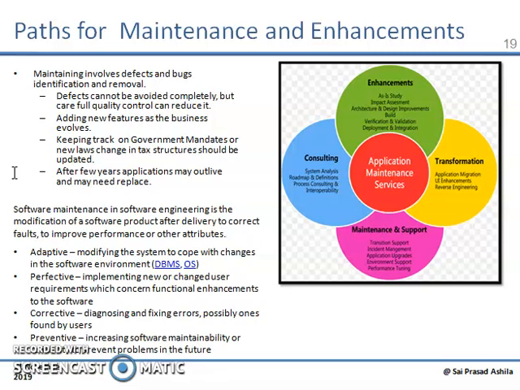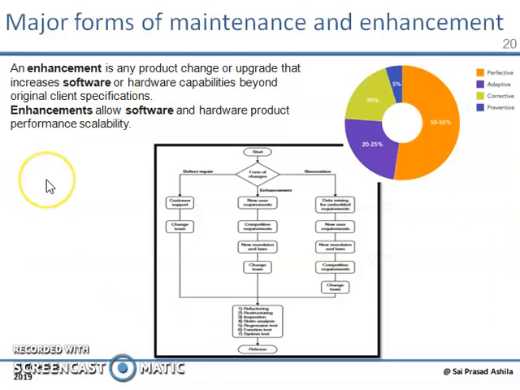Software maintenance in software engineering is the modification of a software product after delivery to correct faults, to correct defects, and to improve performance or other attributes. These are the major forms of maintenance and enhancement. An enhancement of any product is a change or upgrade that increases software or hardware capabilities beyond the original client specification. Enhancement allows the software and hardware product performance and scalability.